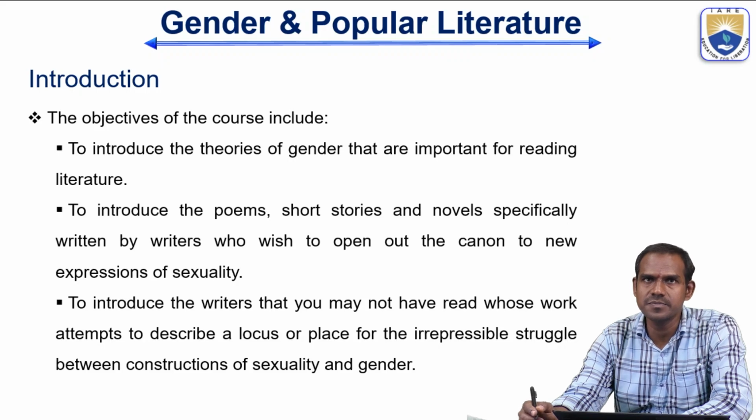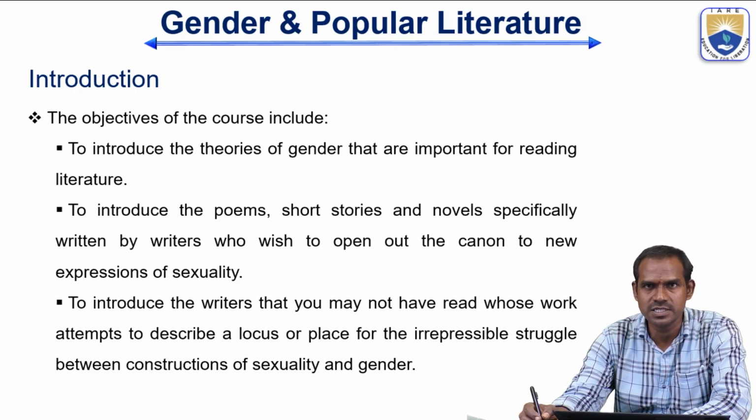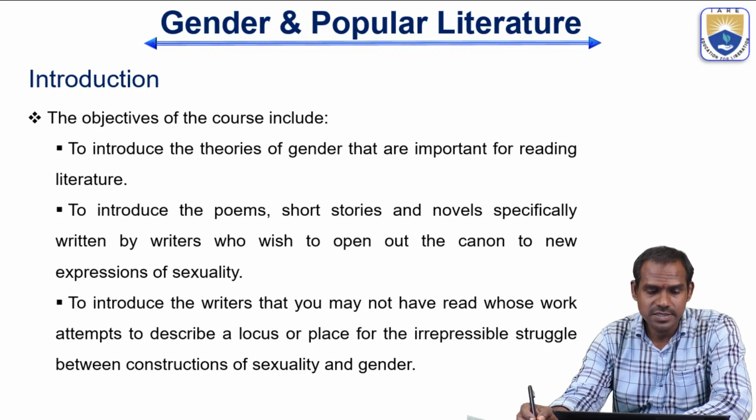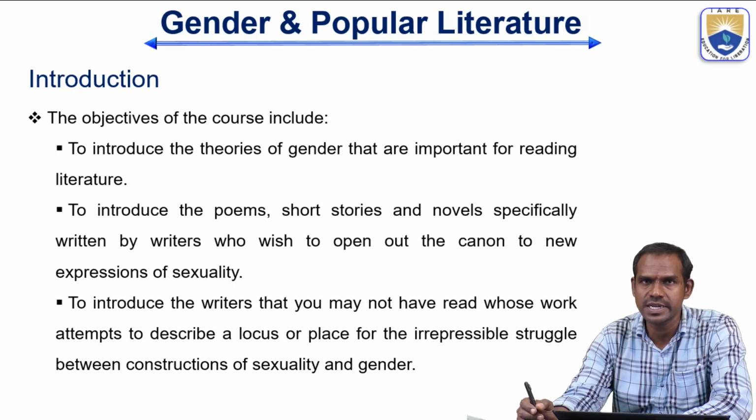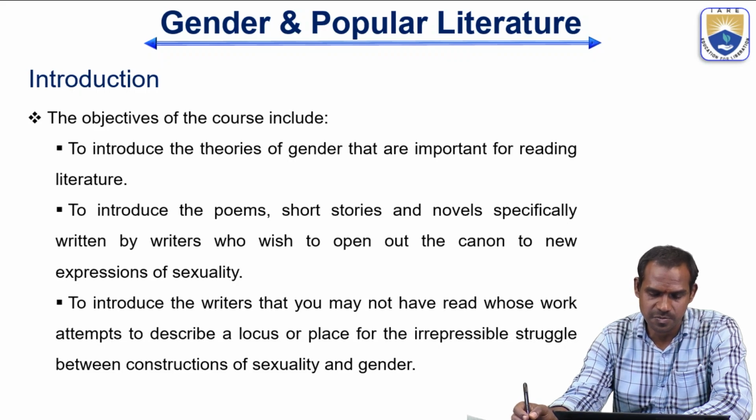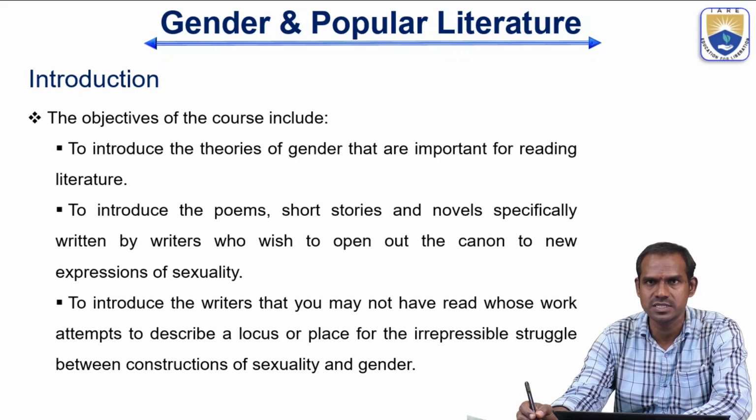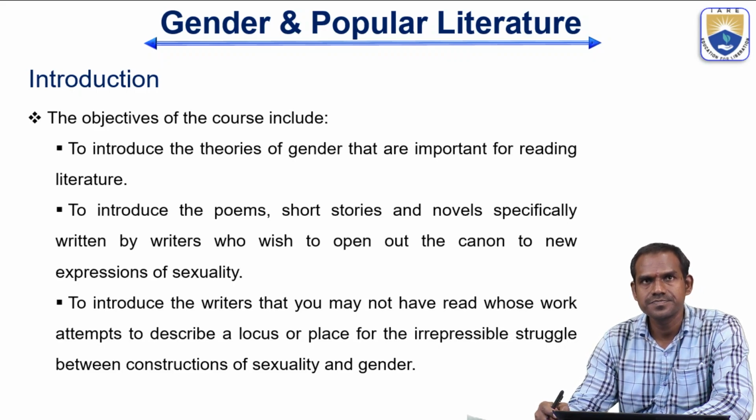So there are three main objectives of this gender and popular literature course. Those are to introduce the theories of gender that are important for reading literature, and to introduce the poems, short stories and novels specifically written by writers who wish to open out the canon to new expressions of sexuality. And to introduce the writers that you may not have read, whose work attempts to describe a locus or place for the irrepressible struggle between constructions of sexuality and gender. These are the main objectives. Okay. Now let's look at the next content.